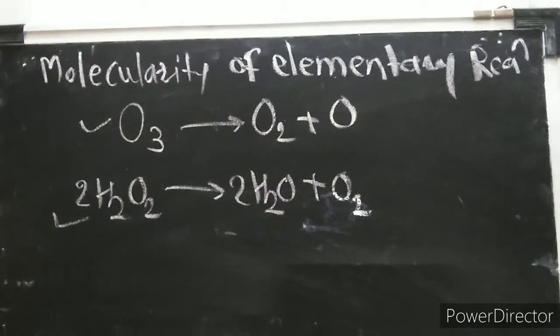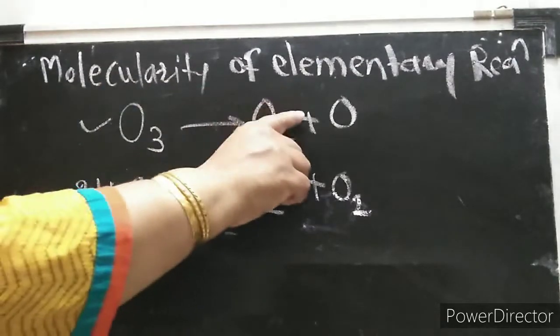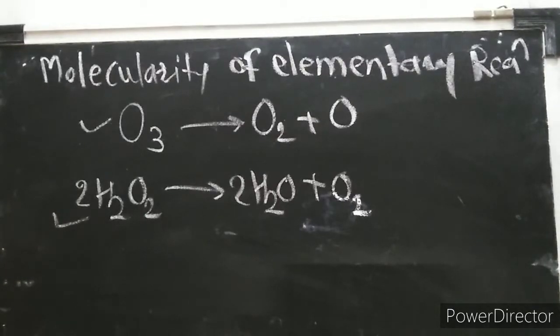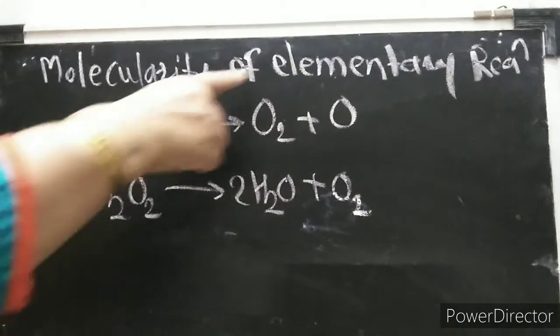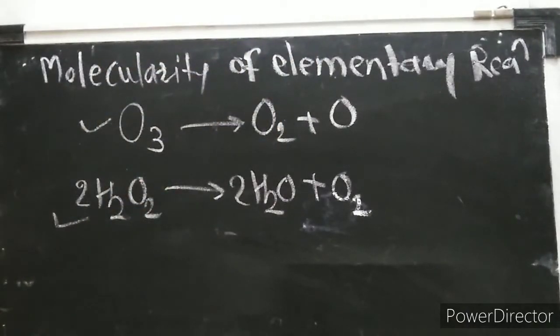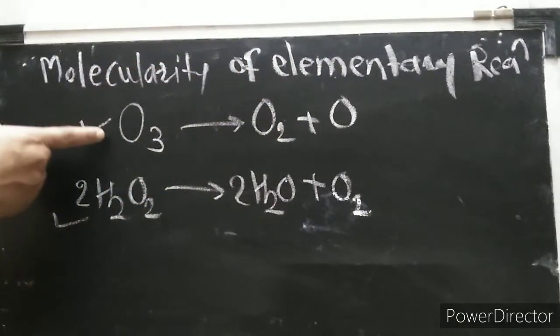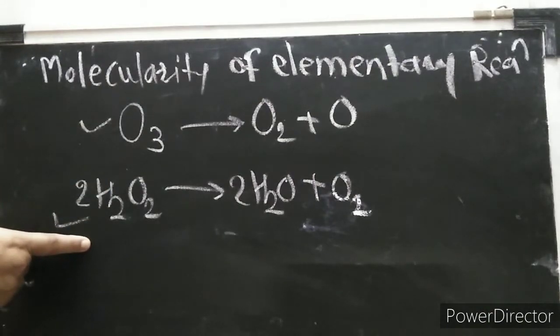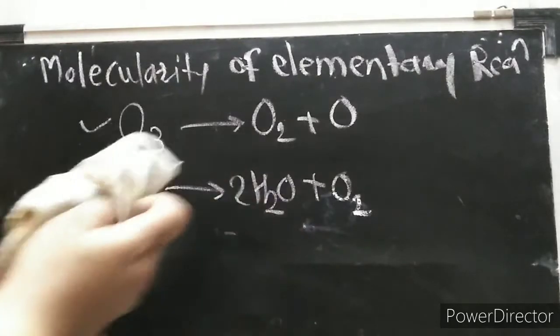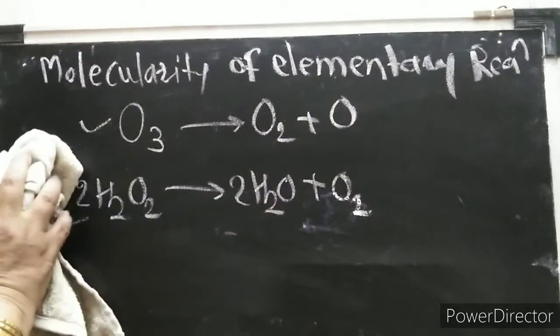So just now we have completed the definition of elementary reaction. May I repeat again, what is an elementary reaction? The reaction which occurs in one step and cannot be further broken into simpler steps is called an elementary reaction. What is molecularity? It is the actual number of molecules taking part in an elementary reaction. In this example, a unimolecular reaction is there, and this reaction is a bimolecular reaction. So this is about the molecularity of elementary reactions.